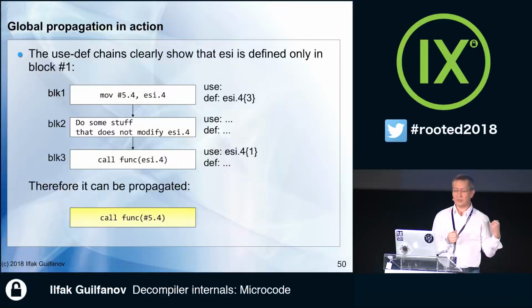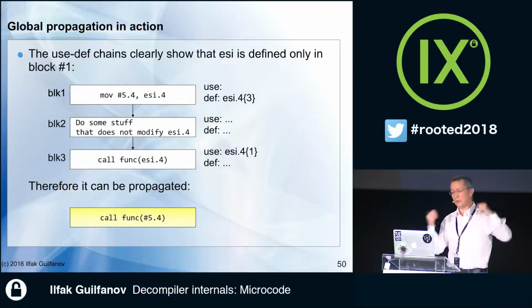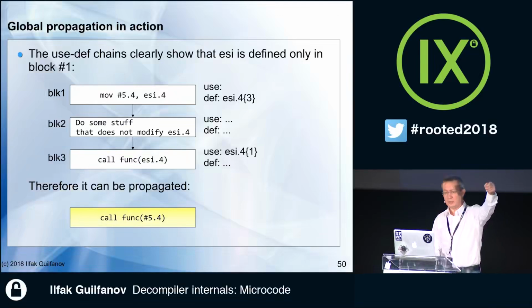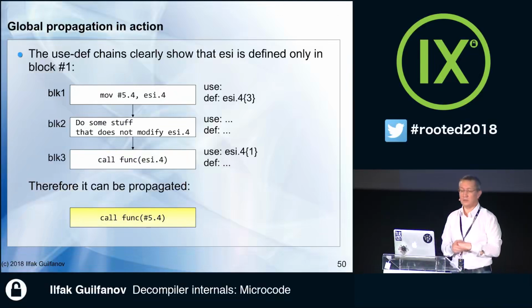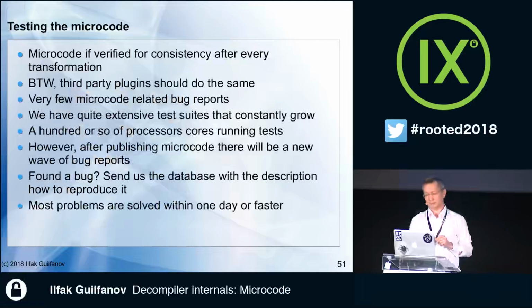Therefore, we go to block number 3, and there we see that the value comes only from one location, from block number 1. Since one location defines and one location uses, we can take the value and copy it to the call site, and we end up with call 5: call function with argument 5. It's a very simple thing, but this is the idea of global value propagation, and it works very well.